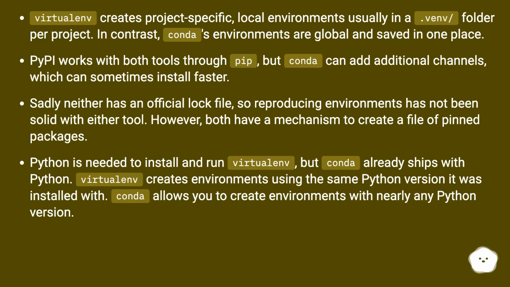Sadly, neither has an official lock file, so reproducing environments has not been solid with either tool. However, both have a mechanism to create a file of pinned packages. Python is needed to install and run Virtualenv, but Conda already ships with Python. Virtualenv creates environments using the same Python version it was installed with. Conda allows you to create environments with nearly any Python version.